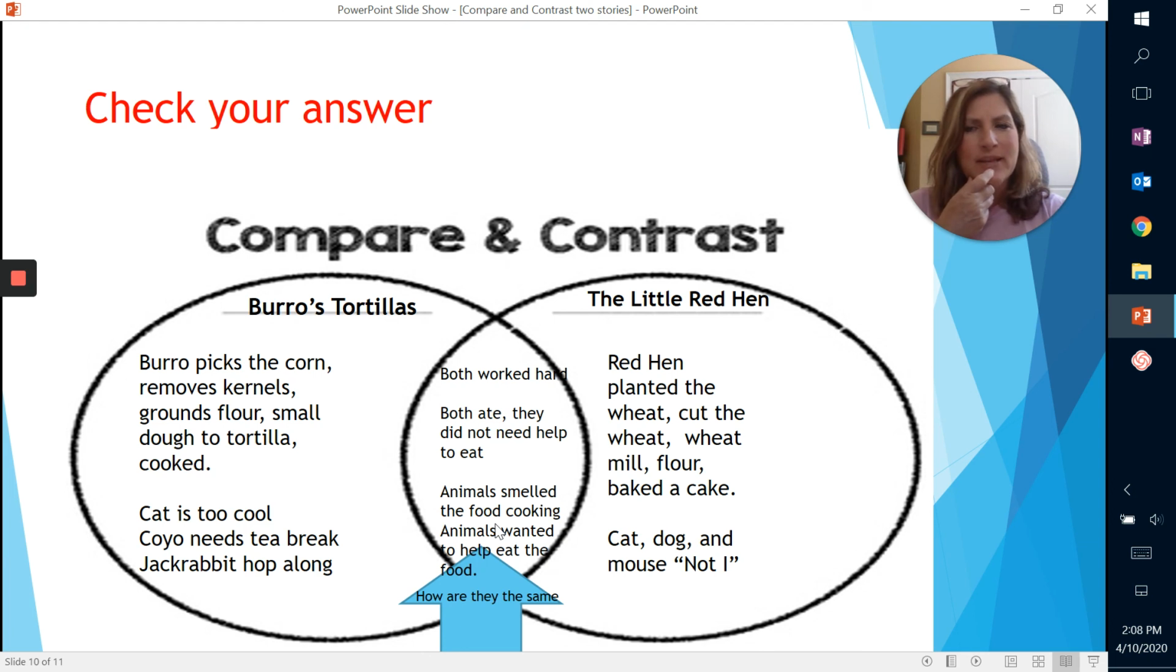Now, I just caught something a minute ago when I was comparing and contrasting. There is a character that is the same in both of these books. That's right, it's a cat. So if you put cat in the very center, there was a cat in both the Little Red Hen and the Burro's Tortillas. Good eye for you catching that. The cat and the dog and the mouse and the Little Red Hen, they kept saying, not I, not I. Whereas the characters over here in the Burro's Tortillas, they kept making excuses for why they wouldn't help.